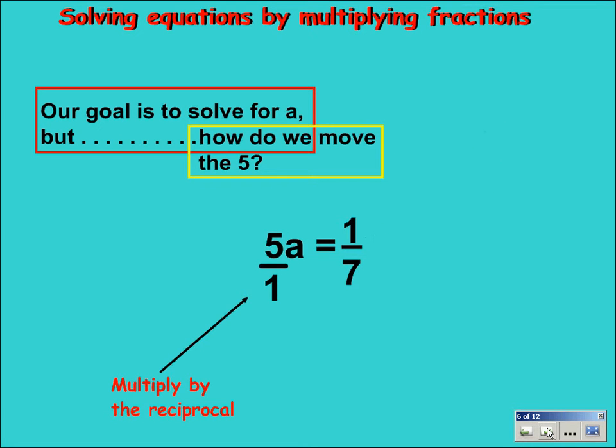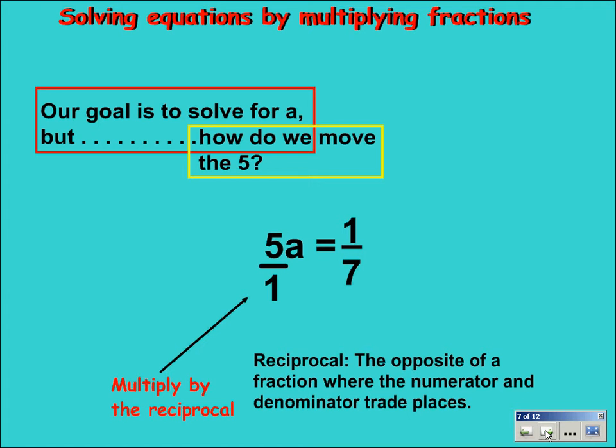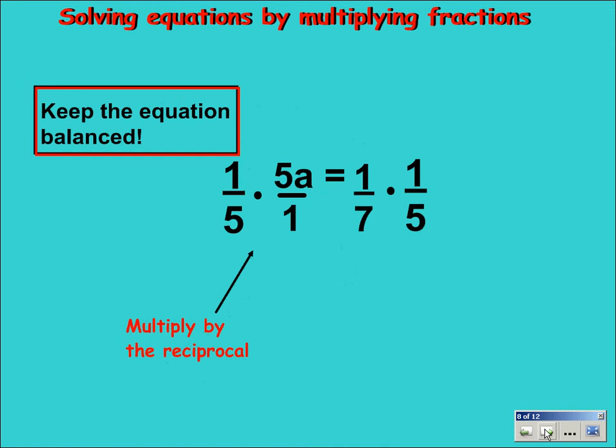To move it to the opposite side, to get rid of it from the a, we're going to multiply by the reciprocal. Well, what is the reciprocal? The reciprocal is the opposite of a fraction where the numerator and the denominator trade places. So if we were to multiply by the reciprocal in this equation, we would multiply by 1/5. The neat thing about the reciprocal of any fraction is that when you multiply a fraction and its reciprocal together, it will always end up equaling 1.